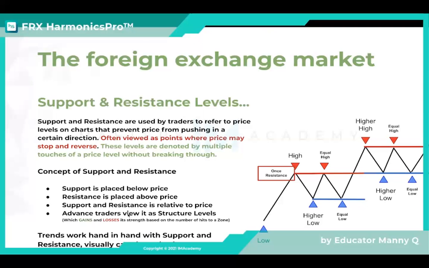Now, advanced traders view it as structure levels, all right? Many traders, you may hear them say support and resistance to simplify the terminology so you can understand it. But as you get deeper in trading within the market, many advanced traders just consider it structure levels. That's it. Support and resistance are levels of structure.